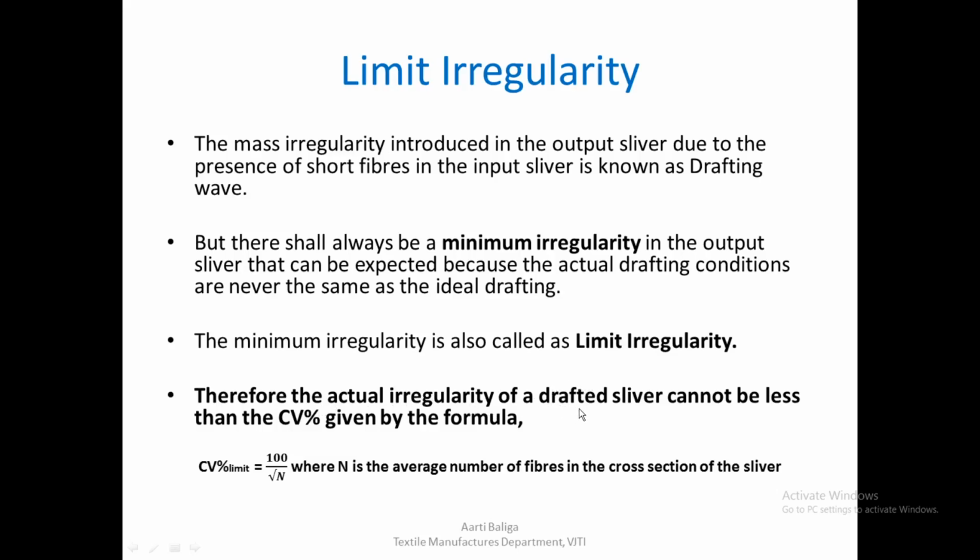Therefore, the actual irregularity of the drafted sliver cannot be less than the CV given by this particular formula, where CV percentage limit is 100 upon root n, where n is the average number of fibers in the cross section of this sliver. So whatever ideal conditions you may try to achieve, there is always going to be some amount of irregularity, expressed as CV percentage, which would be a limit, and it cannot go below this particular value.